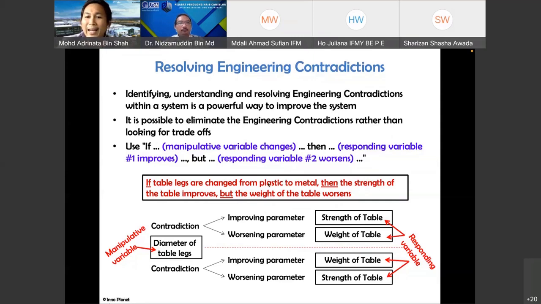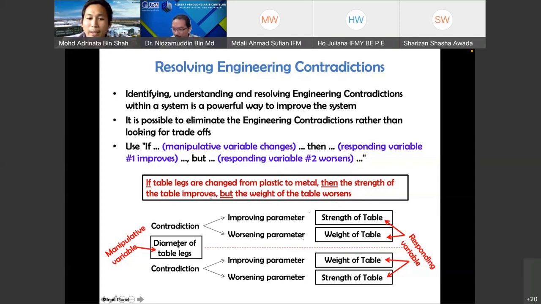It is clearly defined here that the strength will be improved, but the weight will be worse. So the contradiction will always be improving parameters and worsening parameters. If table legs are changed from plastic to metal, then the strength of the table improves, but the weight of the table worsens. So you need to clarify the strength and weight.